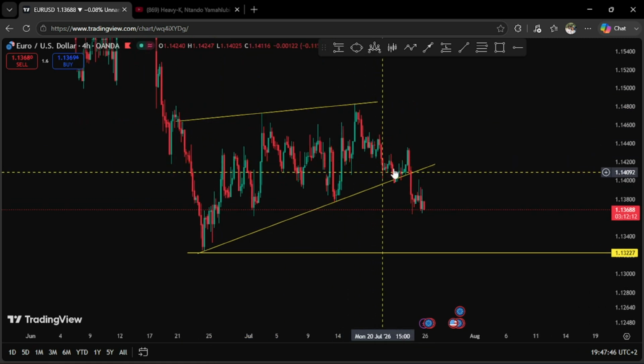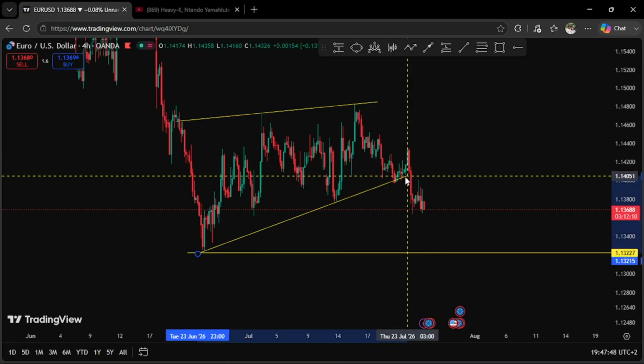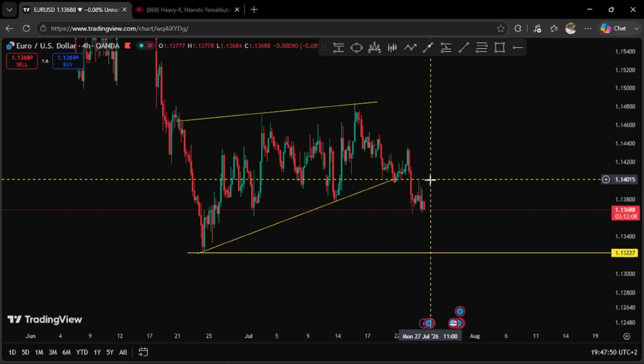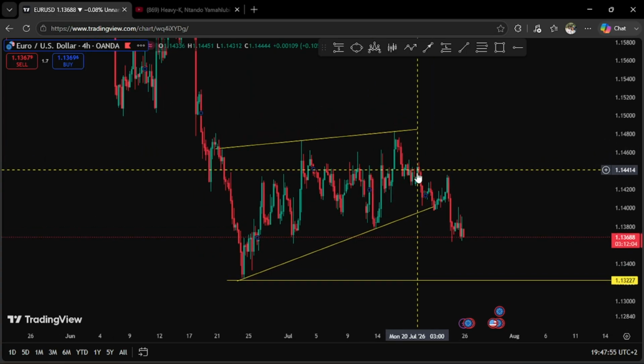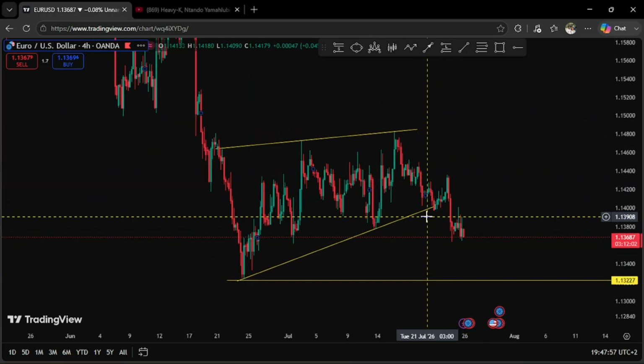The 1 hour. So you see? Yes. So yeah, this is what I had on my chart before this whole move happened to the downside.